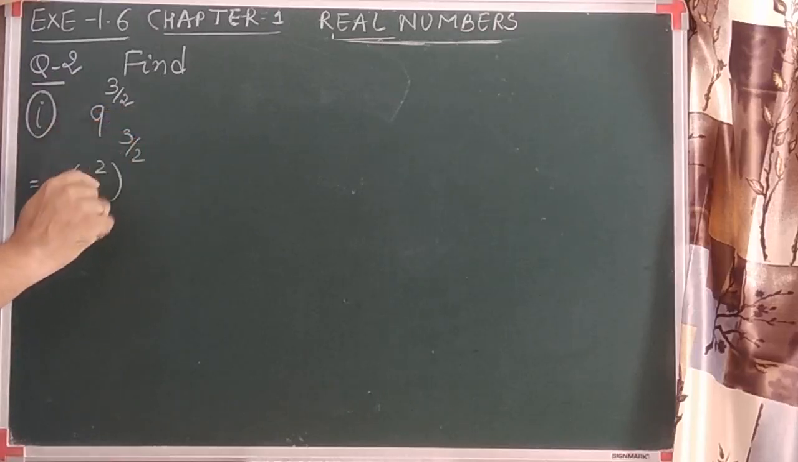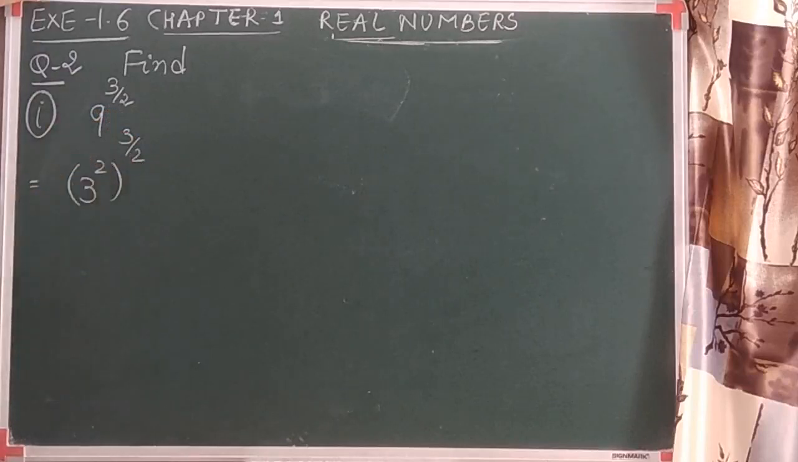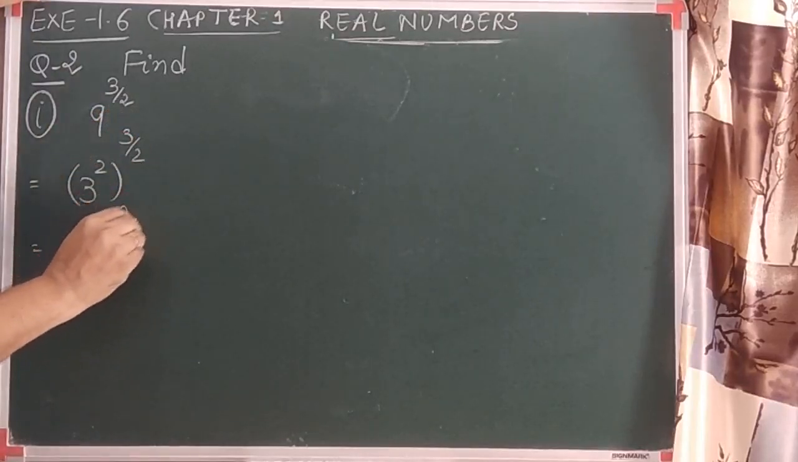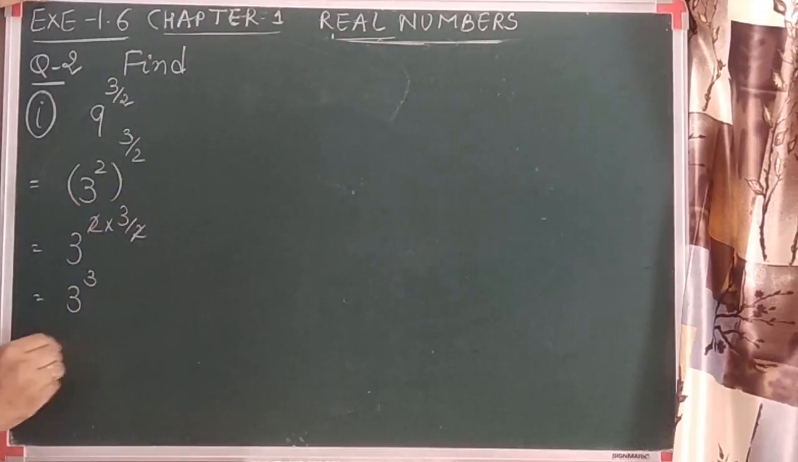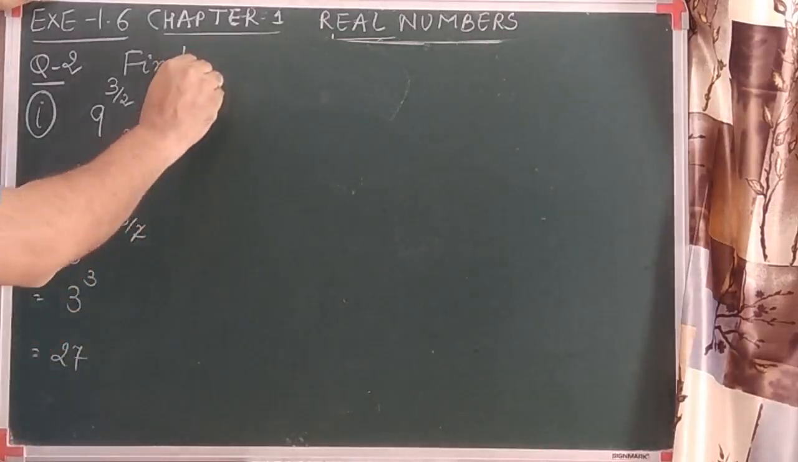हम क्यों ऐसा कर रहे हैं? We require the same power. हमारा जो power है, which is equal to the denominator. Now the power should multiply with the power. So 2 cancels, so we got 3 raised to 3. So what is the answer? 27. Very nice. Let's see one more question.